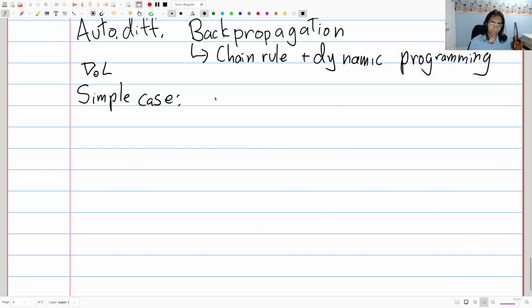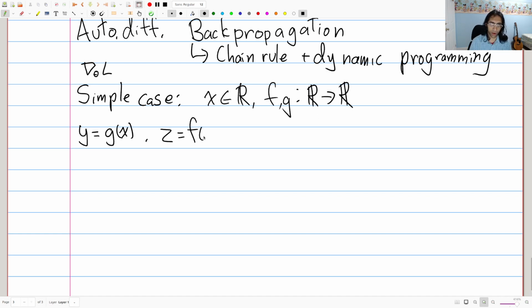So let's start with a simple case. Suppose we had x, which is in R, and we have f and g, which are both univariate functions. I'm just going to start off very simple. Let's just say that y is equal to g of x, and then we also have that z is equal to f of y, or that is f of g of x, equivalently. So this is just a very simple function, and let's suppose we wanted to compute dz/dx.